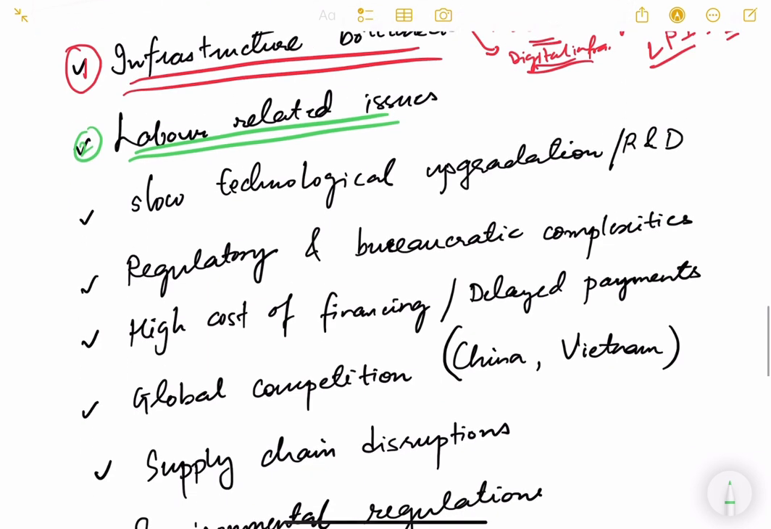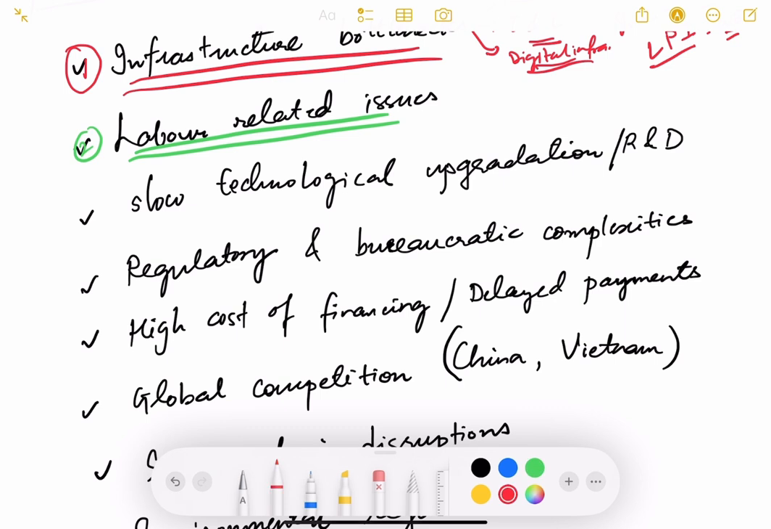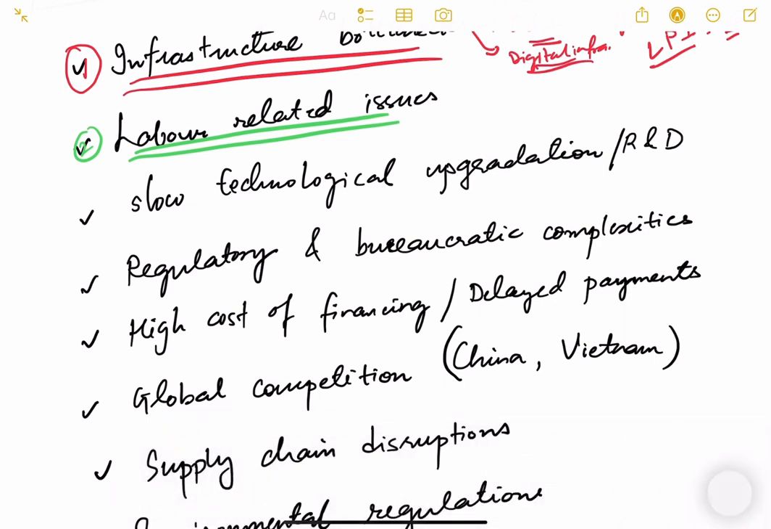Again, a very important challenge for the manufacturing sector. Then let us come to the third challenge, which is related to technology and research and development. Indian manufacturing spends very little on R&D compared to global peers, limiting innovation and competitiveness. So in India, there is very little spending on R&D.